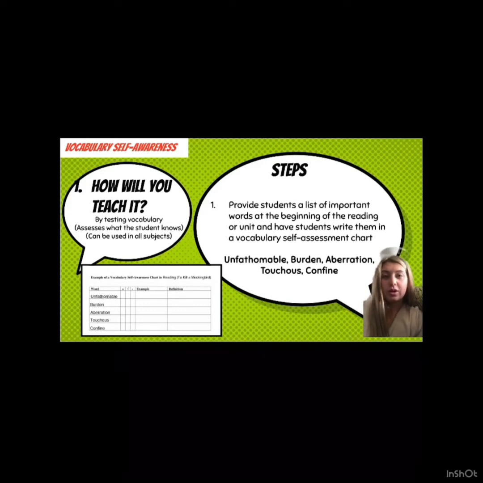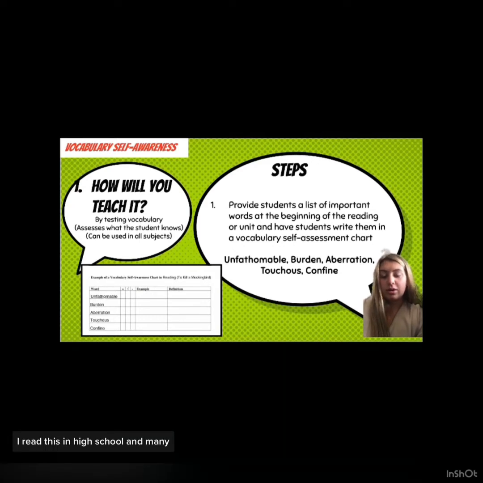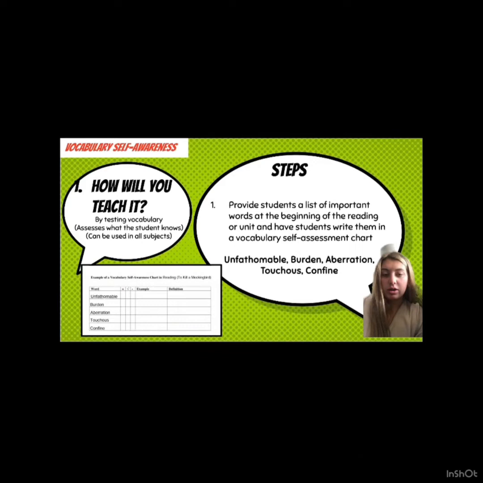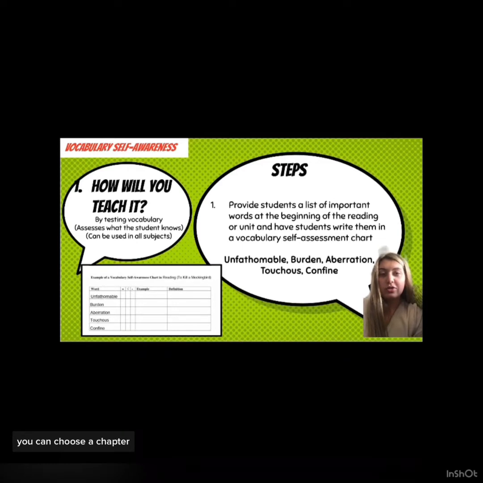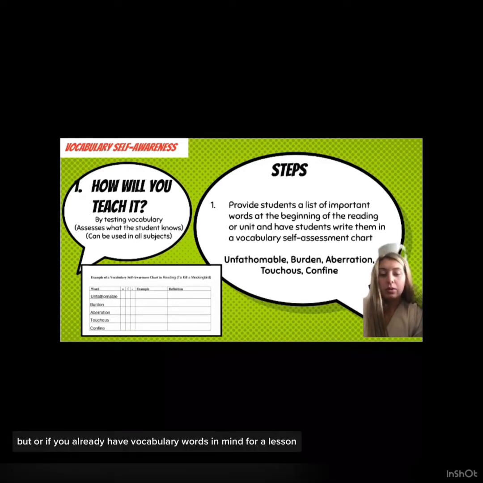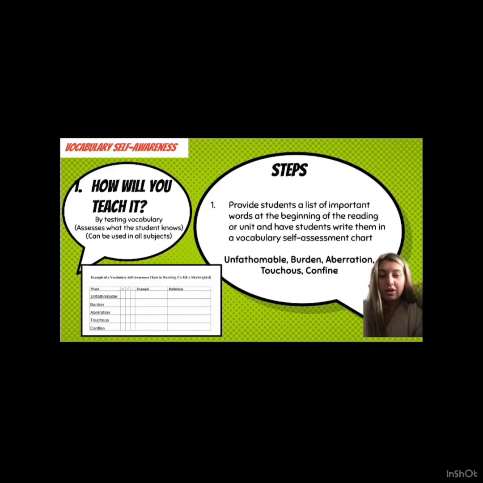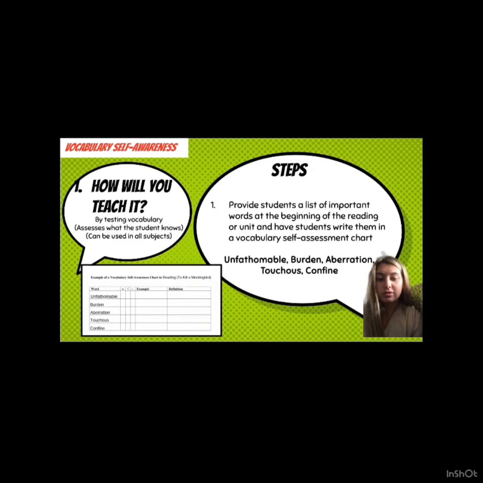I chose to make an example out of To Kill a Mockingbird because I read this in high school and many high schoolers read this, if not all of them. So I wanted to make it really relevant to something that is done frequently. I just chose a little passage in the book. You can choose a chapter or many chapters, or if you already have vocabulary words in mind for a lesson, this will be great for it. I just chose a few vocabulary words in the passage so I can go through and make an example of how the understanding and comprehension can be increased by using this technique.